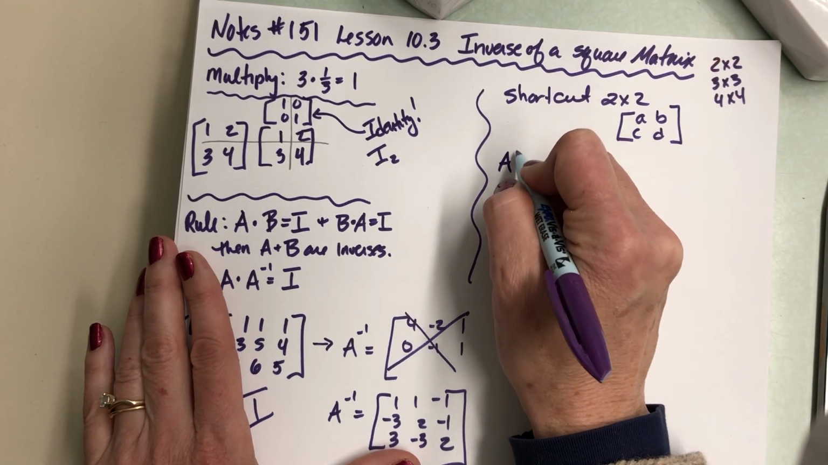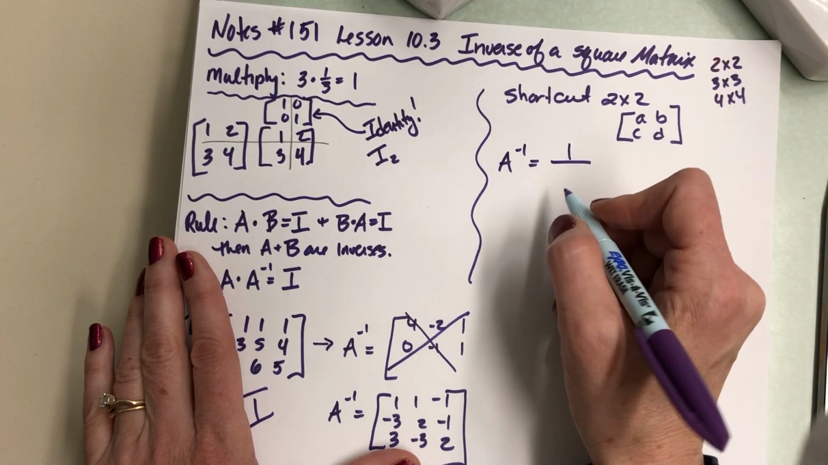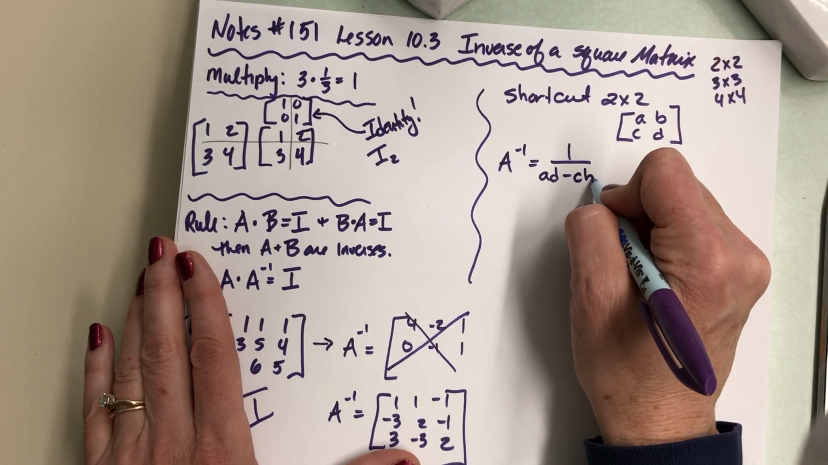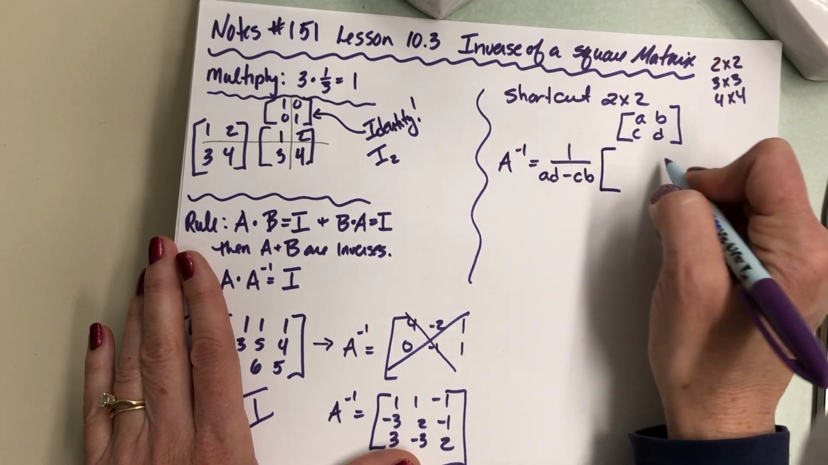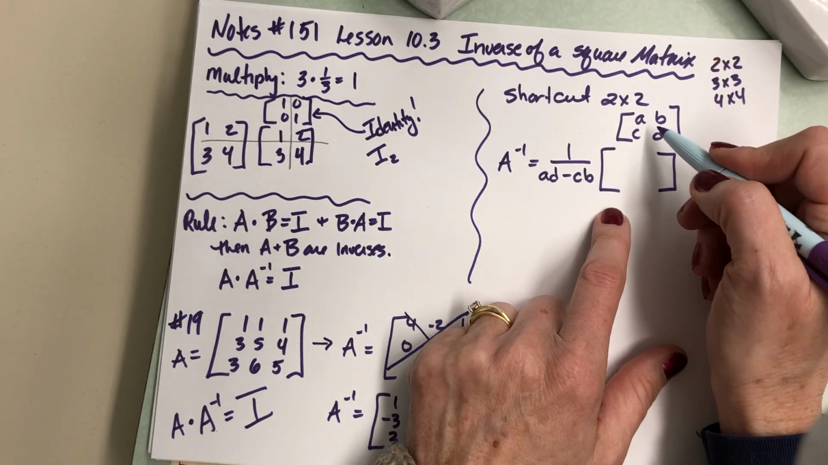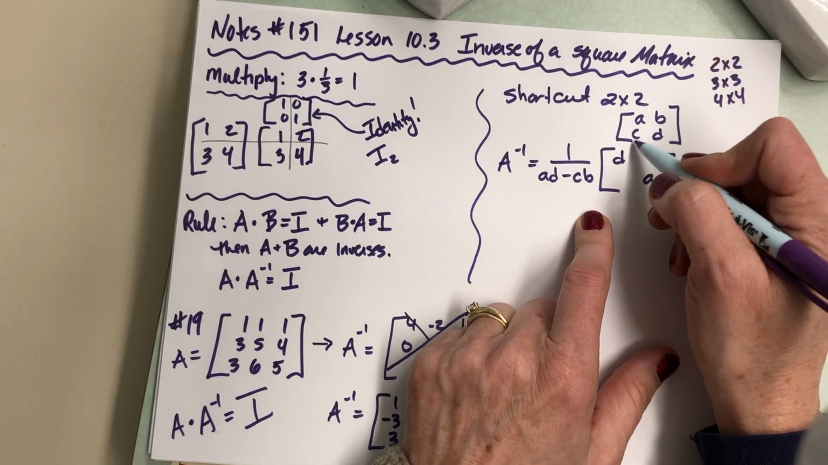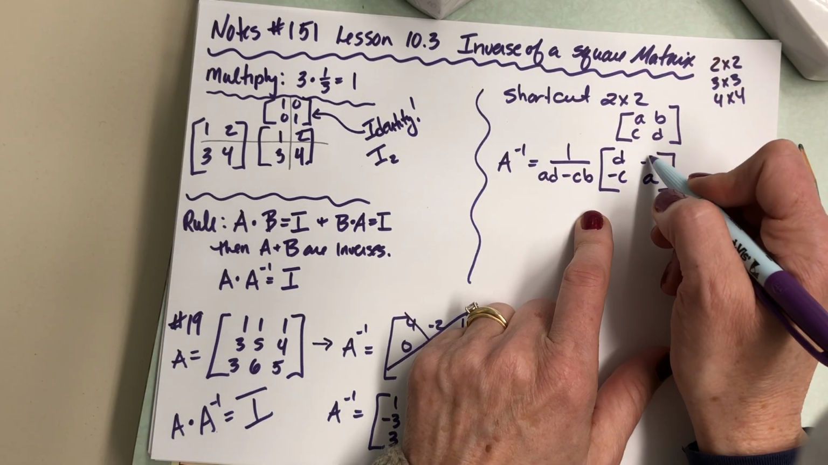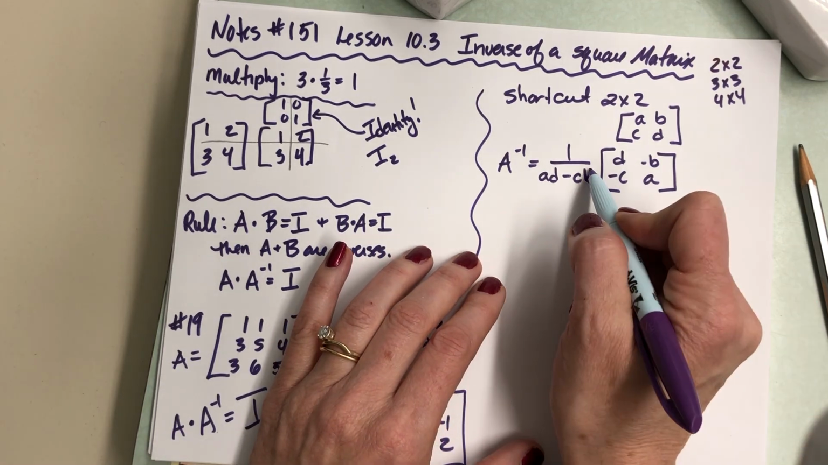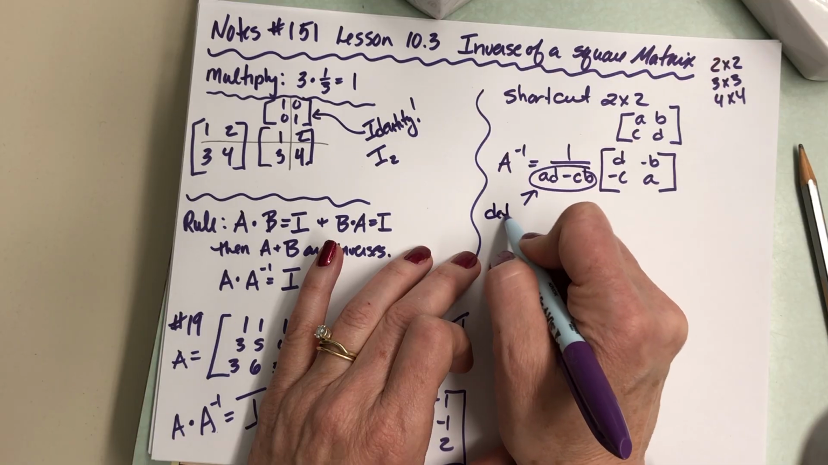So to find A inverse, I'm going to do crisscross. I'm going to multiply 1 over AD minus CB, okay? And then I'm going to do the switcheroo. It's actually called the adjoint. What I'm going to do is switch the spots of A and D. So D and A switch spots, and I switch the signs of C and B, okay? I'm going to show you this in tomorrow's lesson. This is called the determinant.